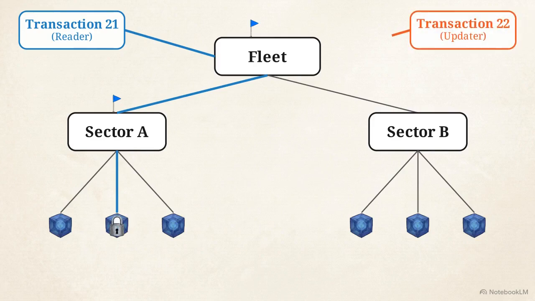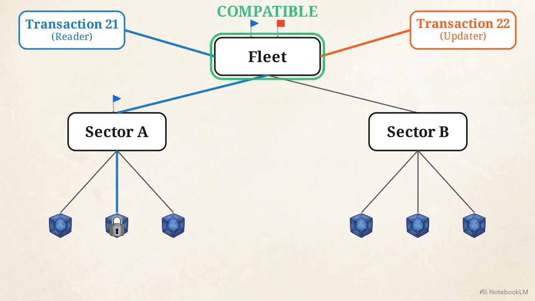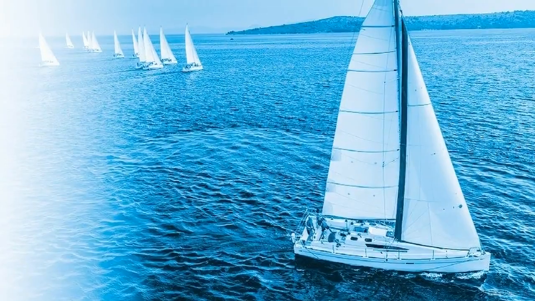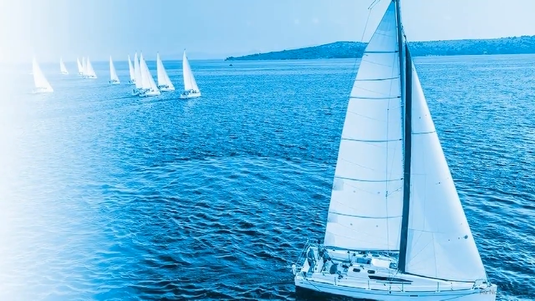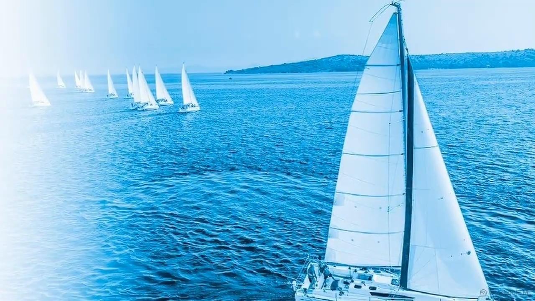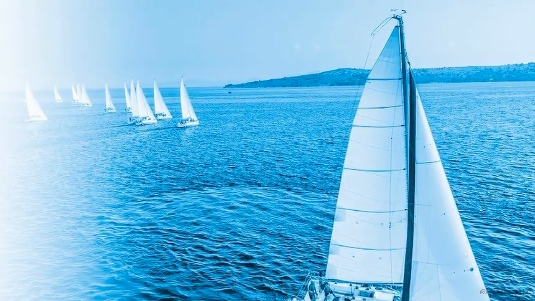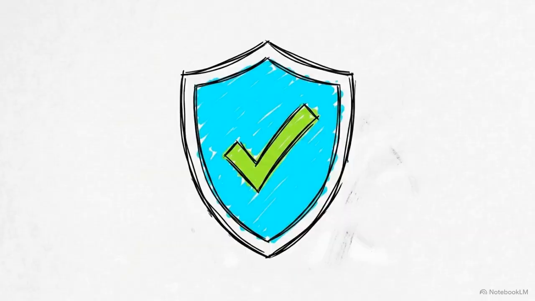Simultaneously, Transaction 22 enters to repair a boat in a different sector. Because IS and IX are compatible at the top level, Transaction 22 places its IX lock on the fleet and proceeds without delay. A third transaction attempts to lock the entire fleet for maintenance. Instead of scanning the water, it checks the top level, hits the IX flag, and is instantly delayed. Data integrity is maintained with minimal processing overhead.